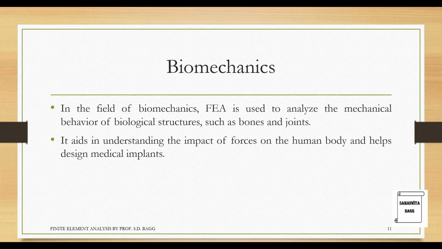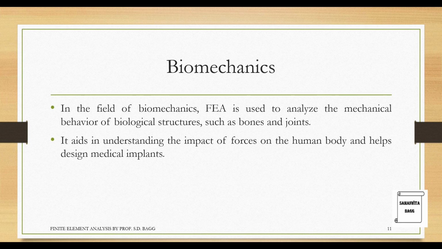It aids in understanding the impact of forces on the human body and helps design medical implants. So you are very much aware of the compression bone plates which are used for holding the bone in place in case of fracture such that it heals. There are screws and plates which are used. There are certain rods also which are implanted at times.